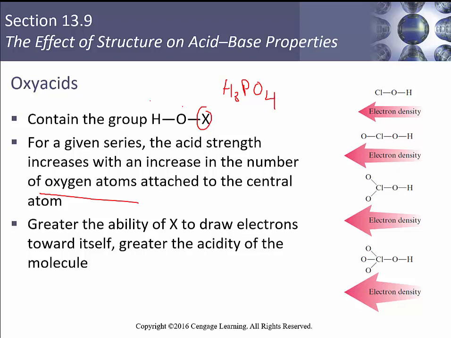The greater the ability of X to draw electrons towards itself, the greater the acidity of the molecule, because for this bond between this hydrogen and the molecule, if all the electrons are getting pulled towards these oxygens, it means that the electron density is moving away from the hydrogen towards those other oxygens, and this bond gets progressively weaker.